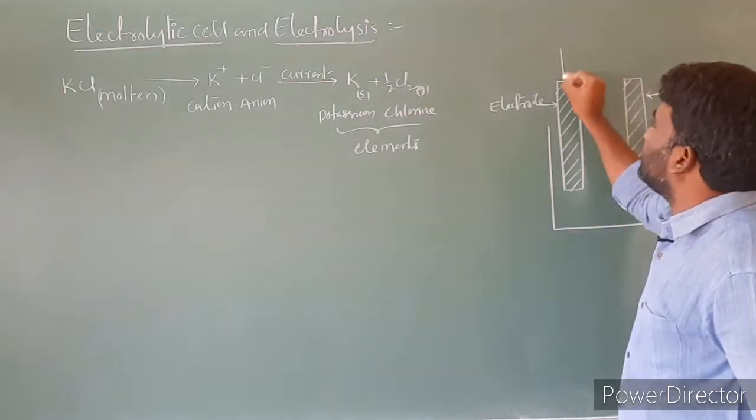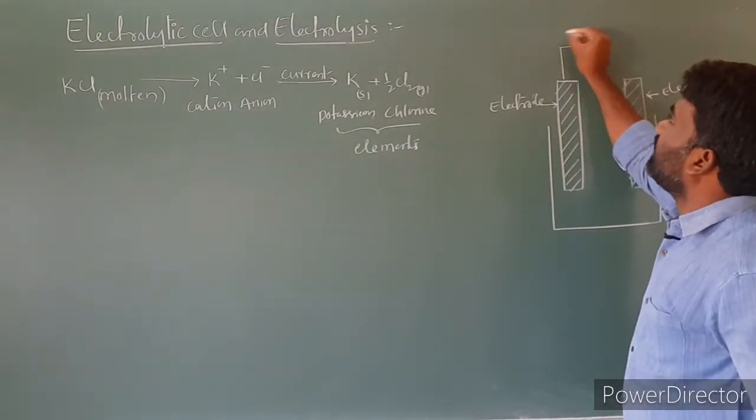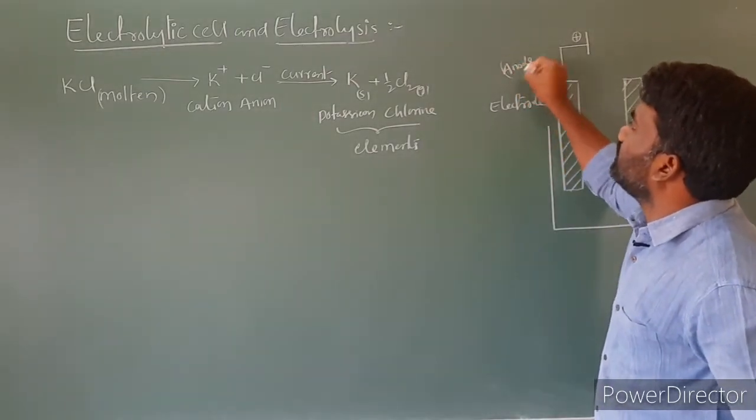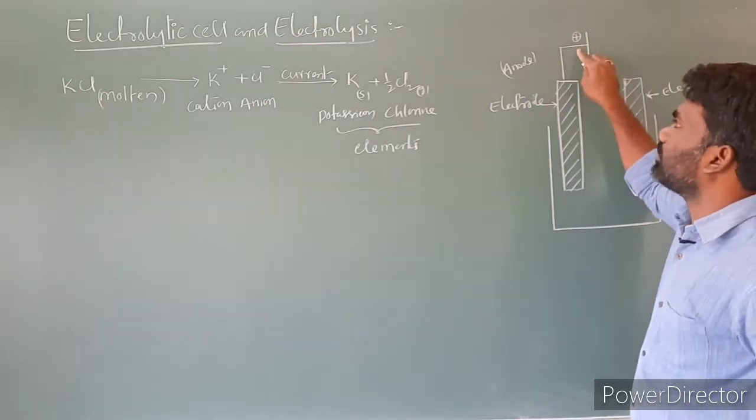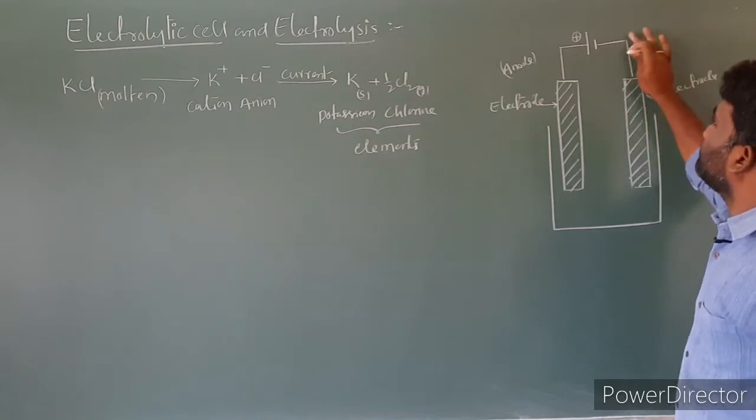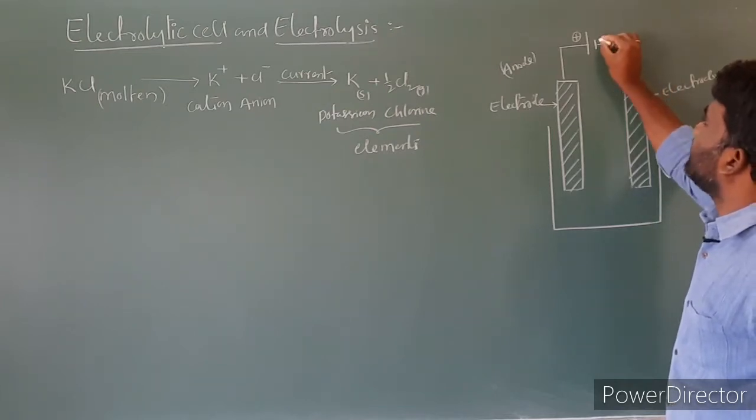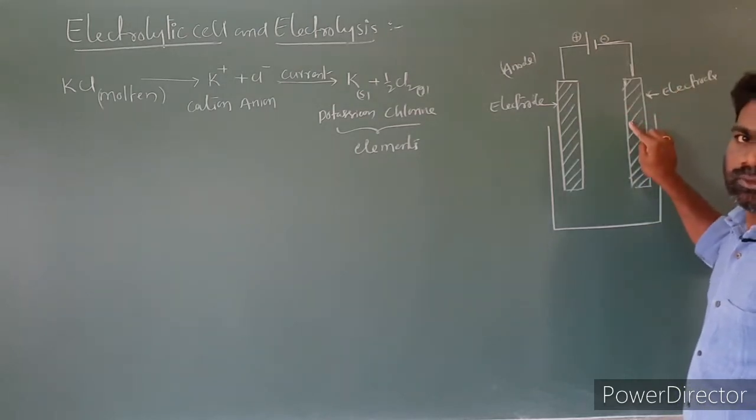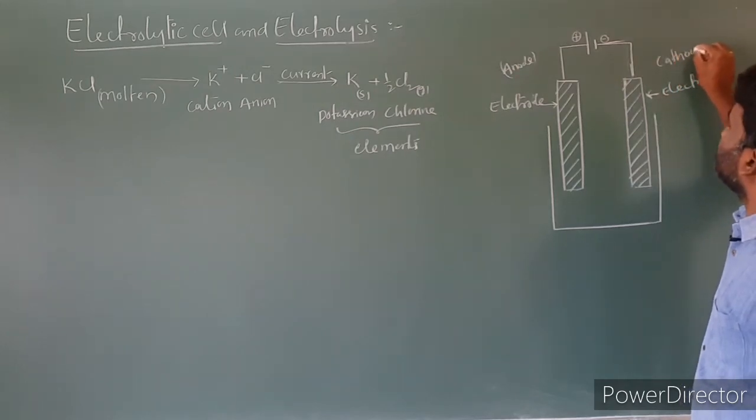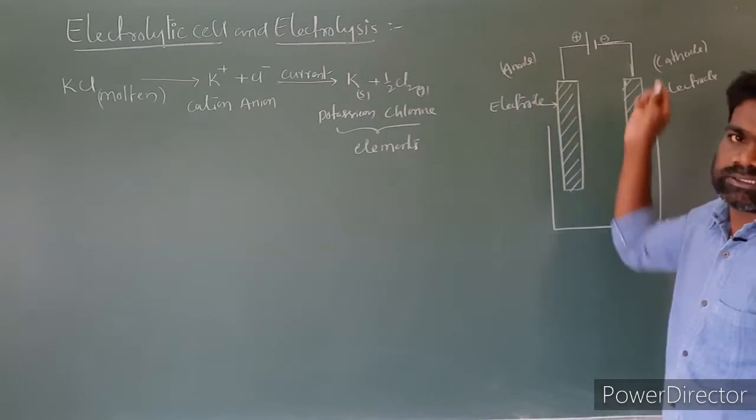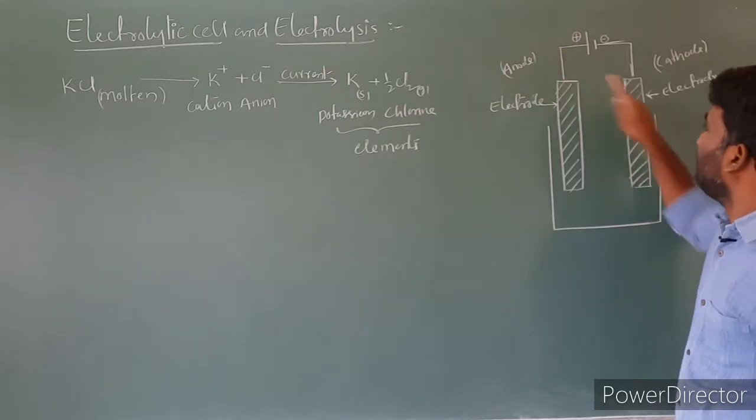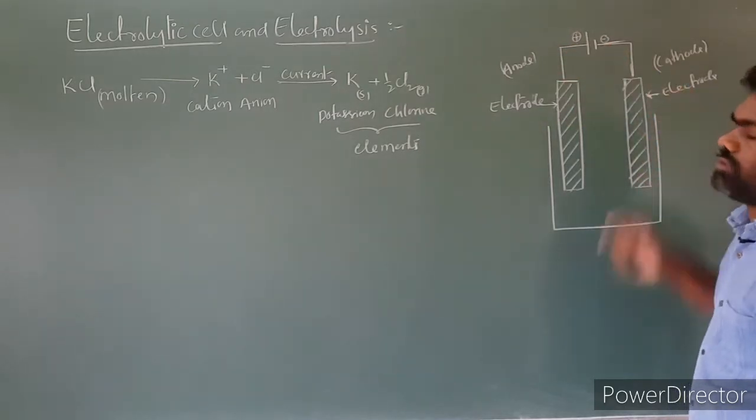An electrode which is connected to the positive terminal of the battery is called the anode. An electrode which is connected to the negative terminal of the battery is called the cathode. So this is the anode and this is the cathode.